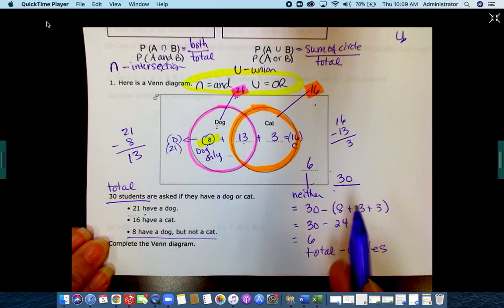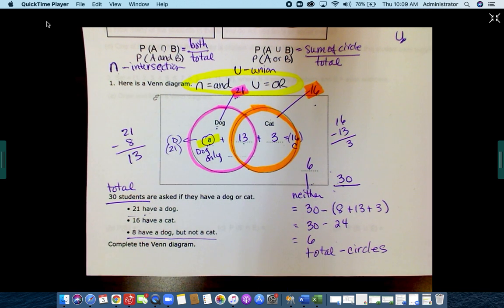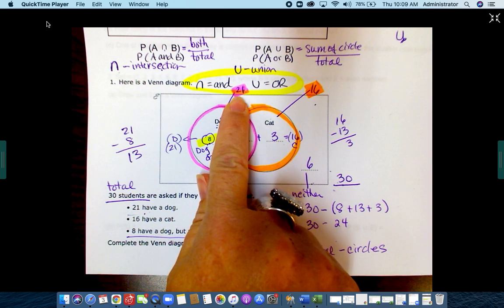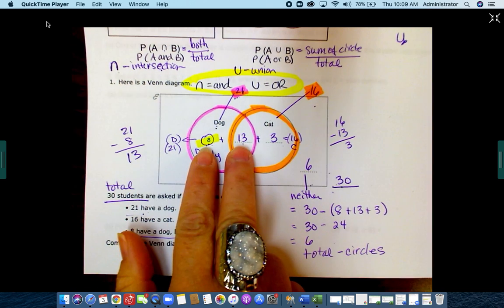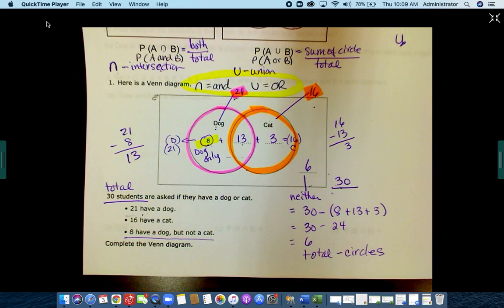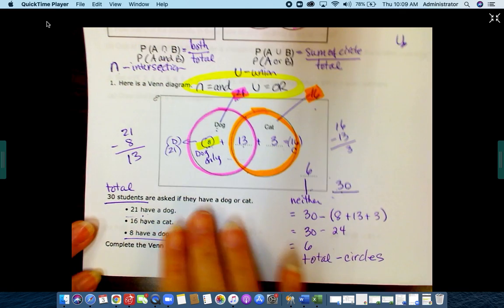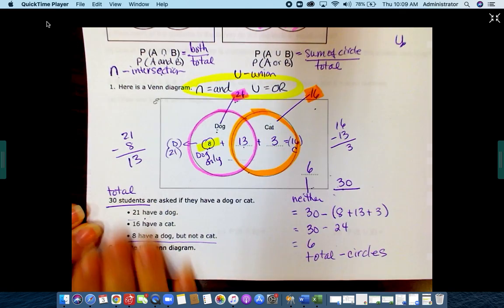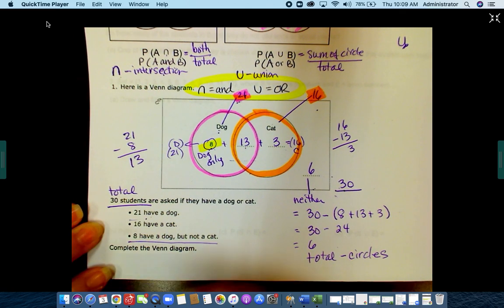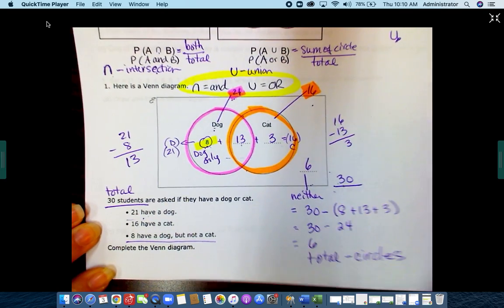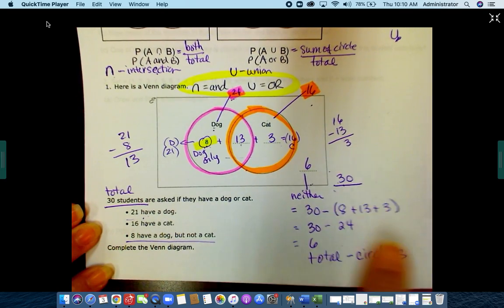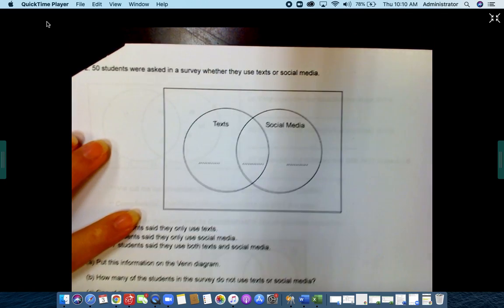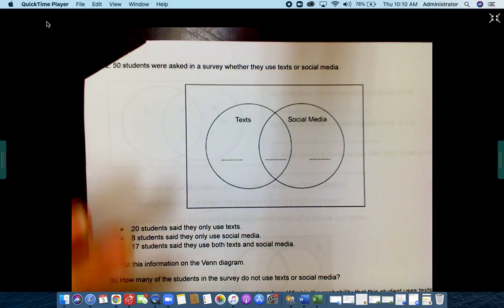Okay, then I can ask you other questions like, what's the probability of a student having a dog? 21 out of 30, because there's 21 students that have a dog. So there's different things we can ask, but this was just about making sure you understand how to fill one in. All right, pause if you need to. I'm going to be flipping a page. All right, next in your notebooks, remember to pause the video at any time if you need to.